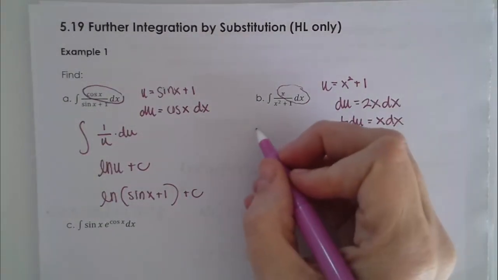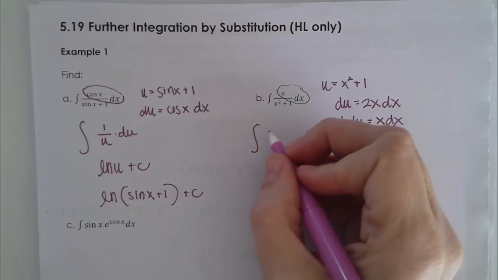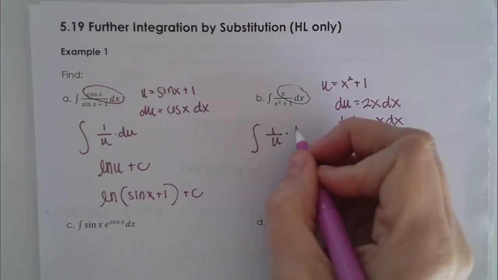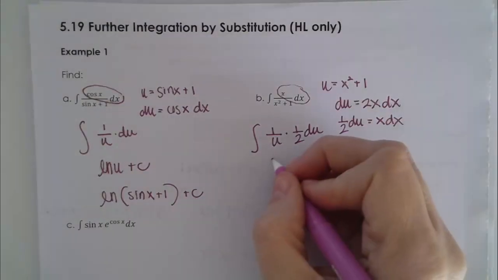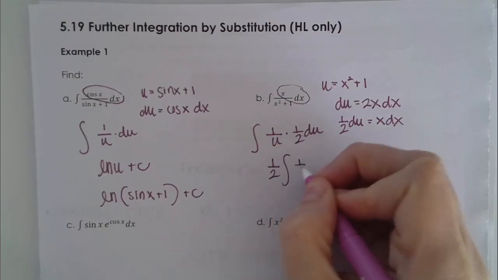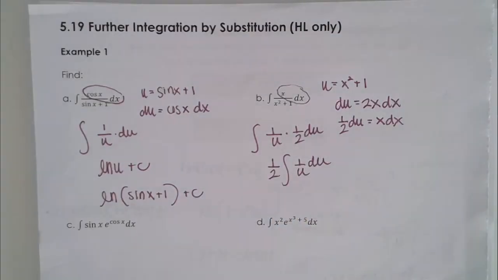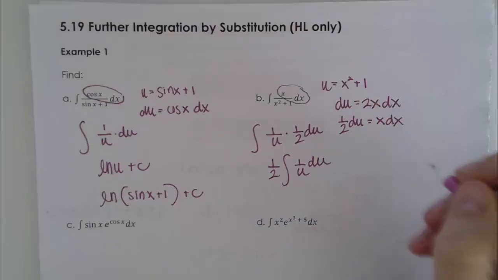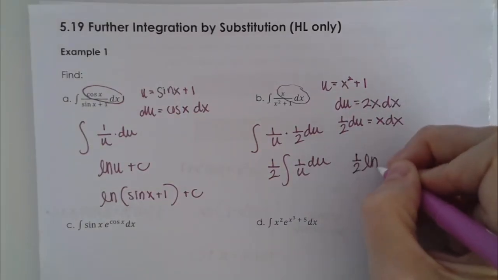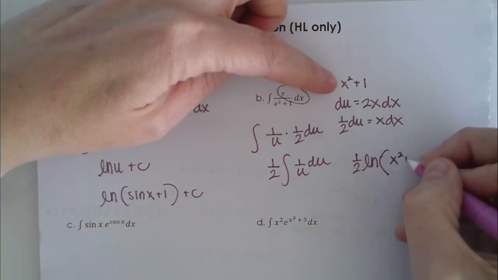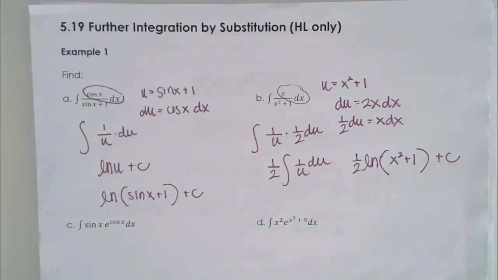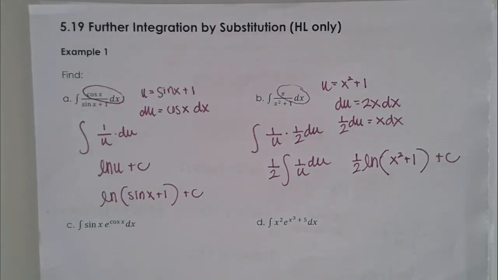So I know that I could rewrite it as 1 over u times half du, but I don't need to have that half in there, so I could bring it out to the front and do 1 over u du like this. And then it's just the natural log again. So this is 1/2 times natural log of u. I'm going to go ahead and put the u back in there as x squared plus 1, and then add your plus c at the end. So sometimes we have to manipulate that to look like we want and replace the things that we want.